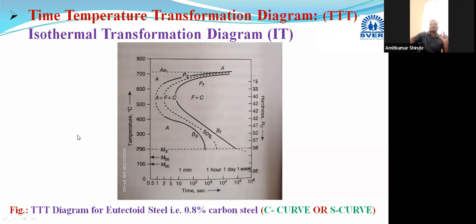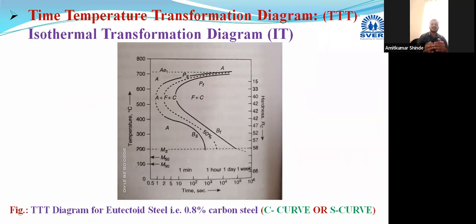Okay, now how is this time temperature transformation diagram plotted? There is one procedure you have to follow to plot this diagram, one experiment you have to conduct. How this experiment is conducted, I will explain one by one. Certain stages are there. As our TTT diagram is for eutectoid steel, how is it plotted?